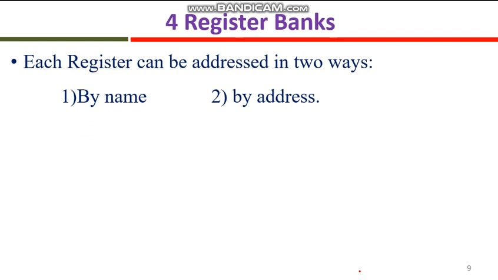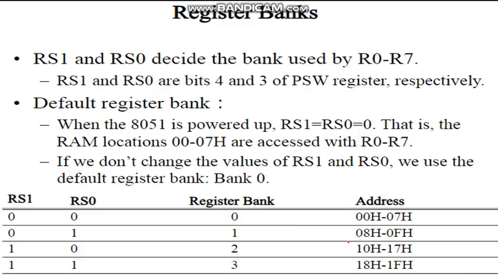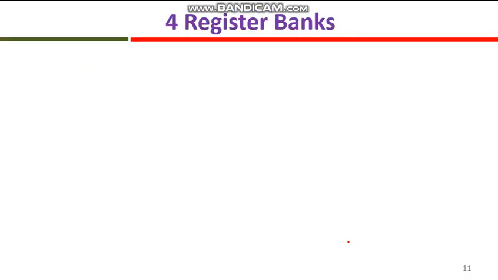So we can call these registers either by their name or address. To address them by name, first the corresponding bank must be selected. If we want to access R0 of bank 0, or R0 of bank 1, or bank 2, or bank 3, that is decided by the RS0 and RS1 bits of the program status word register. This is the format for RS1, RS0. Now we'll see the next.